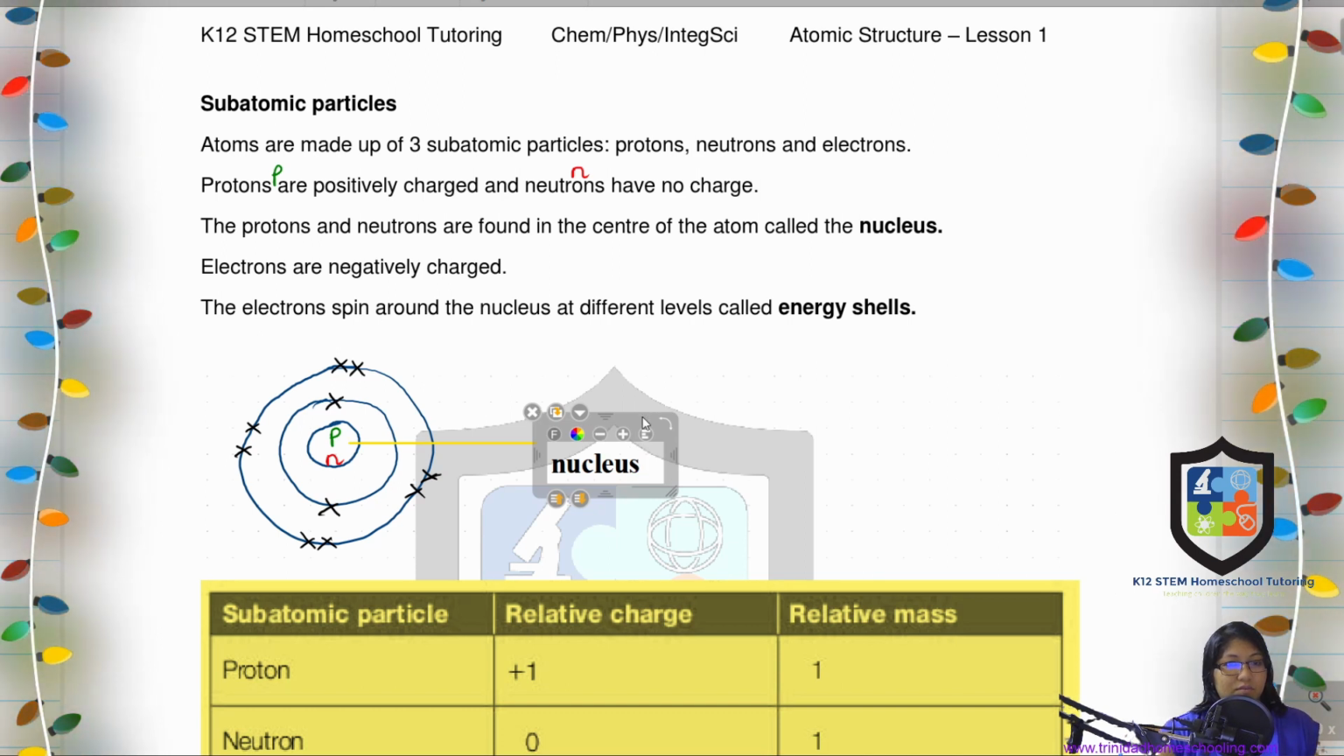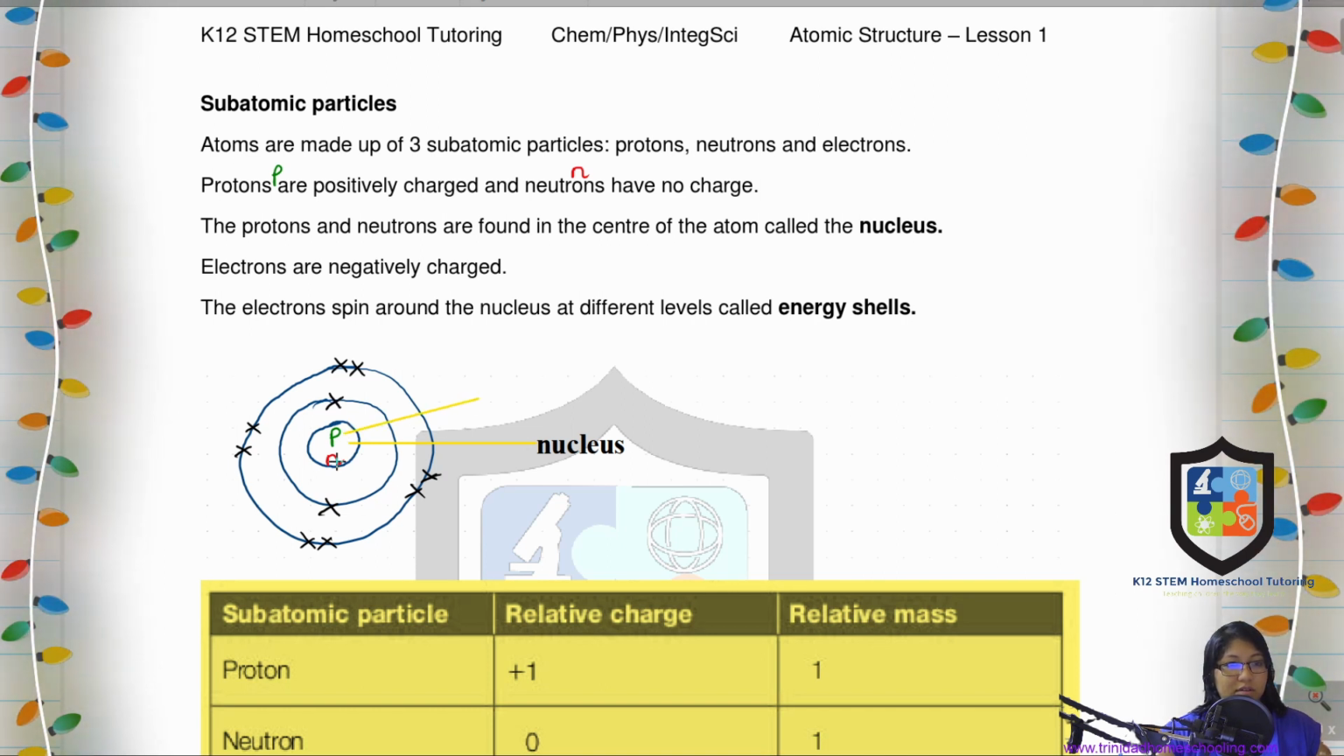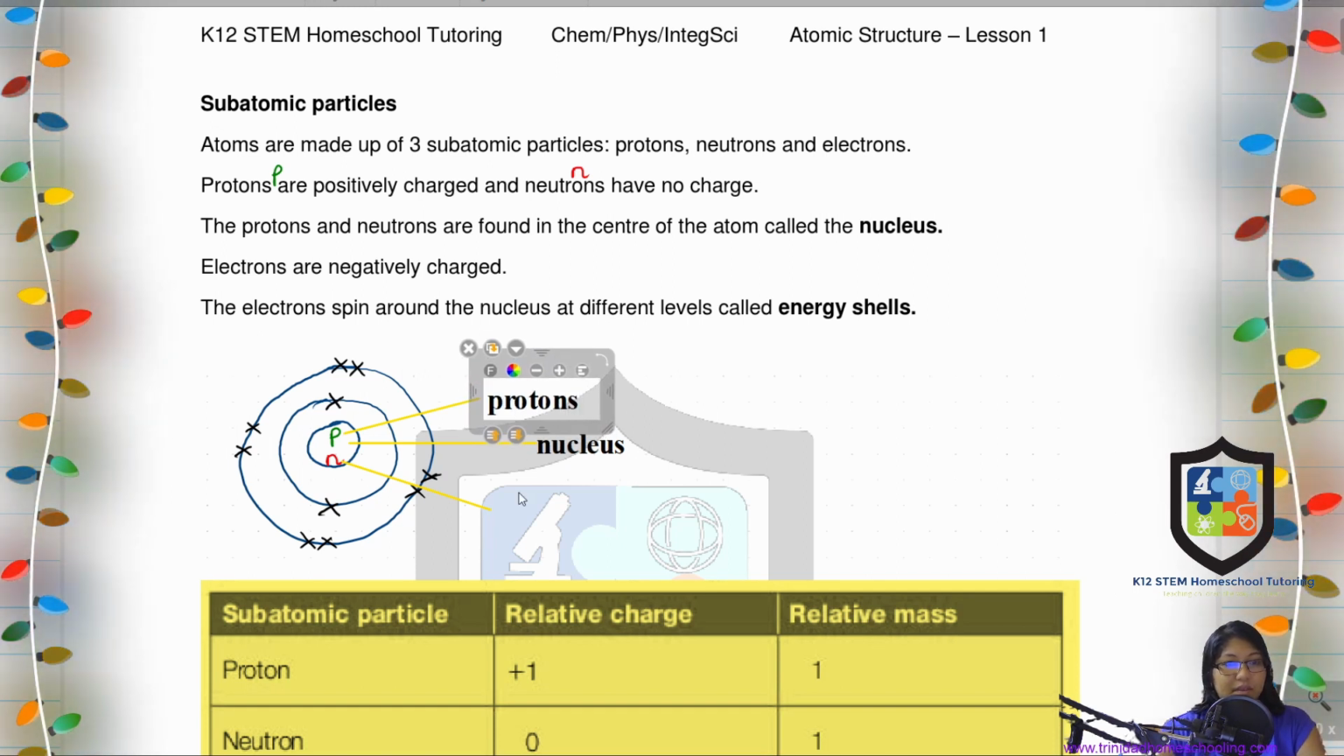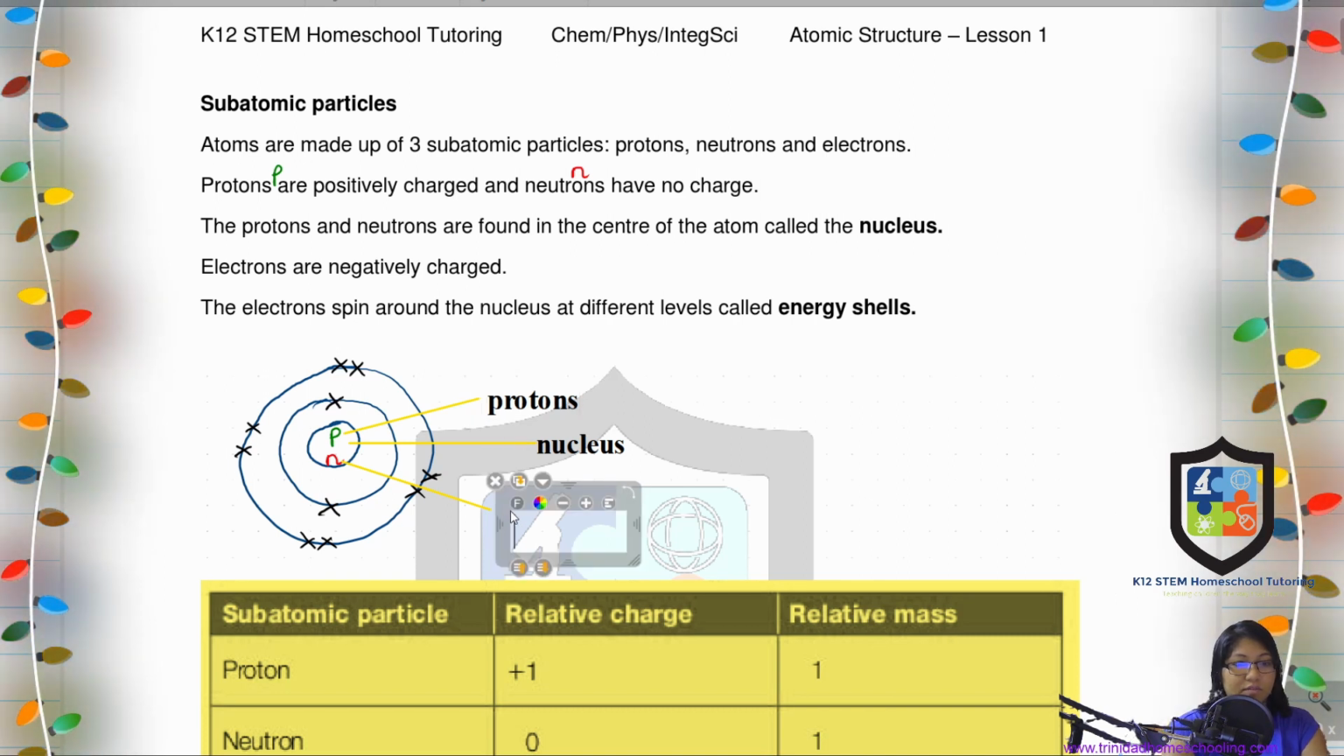Okay, so this at the center is my nucleus. And then I have my protons and my neutrons in my nucleus. So this little P here are my protons, and these are going to be my neutrons. I'm going to label that for you. So be sure to pause the video and take down this little diagram, and also any other notes you want to take down from the lesson.